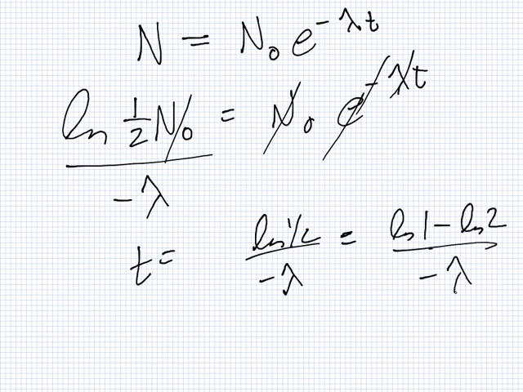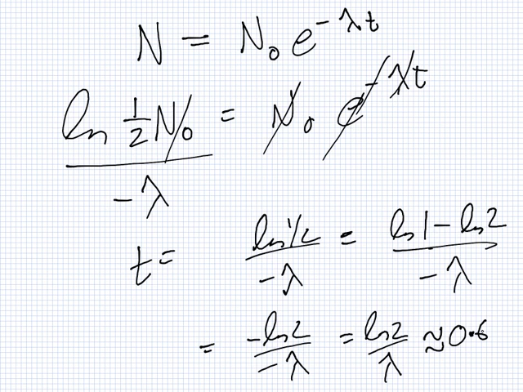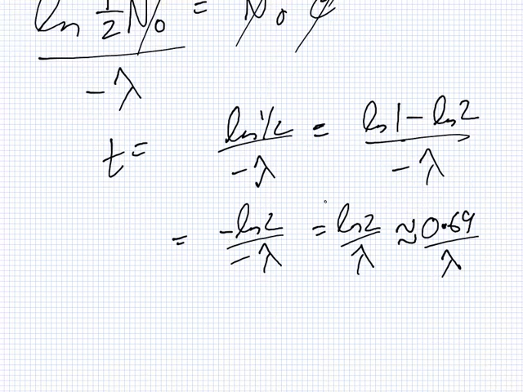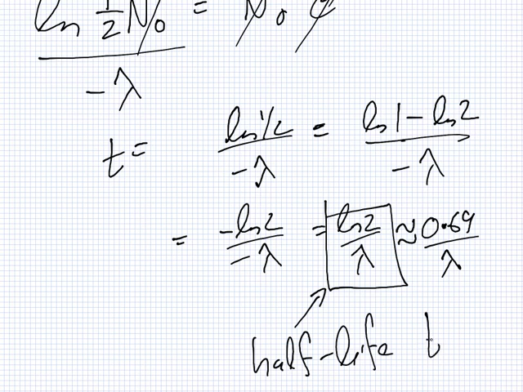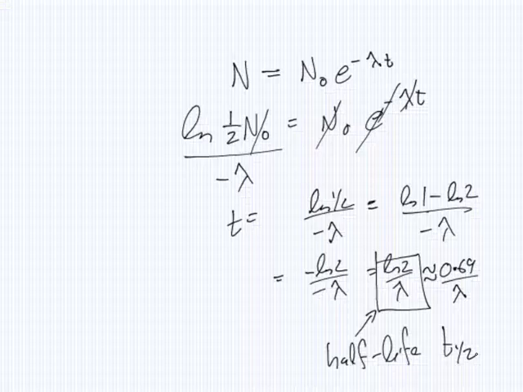over minus lambda, using the second rule of log, which is minus log 2 over minus lambda, which is log 2 over lambda. In some physics books and formula books they actually write that as a decimal, 0.69 over lambda. This is the formula for the half-life, which I'll write as t a half.